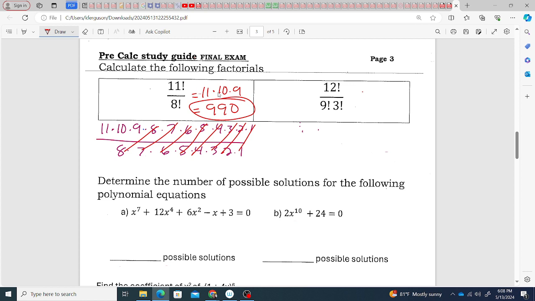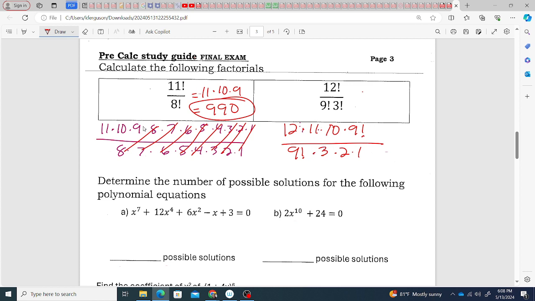Bada boom, bada bing. So over here, I've got 12 factorial divided by 9 factorial times 3 factorial. So that's 12 times 11 times 10 times 9 factorial divided by 9 factorial times 3 times 2 times 1. Now, the reason I stopped at 9 factorial is just because, look, top and bottom, I've got 9 factorial.